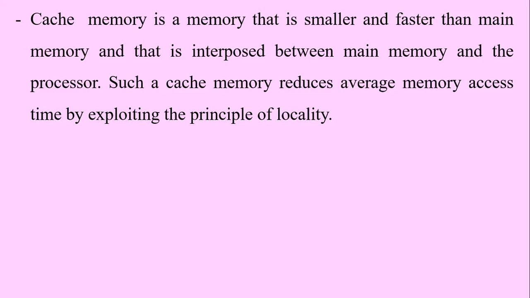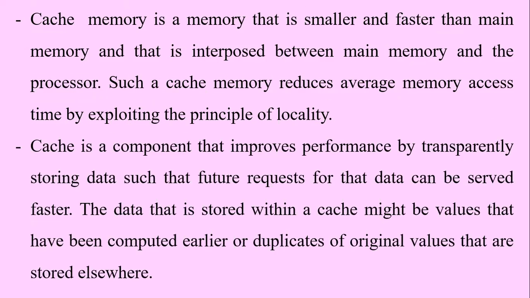Such a cache memory reduces average memory access time by exploiting the principle of locality. Cache is a component that improves performance by transparently storing data such that future requests for that data can be served faster. The data that is stored within a cache might be values that have been computed earlier or duplicates of original values that are stored elsewhere.